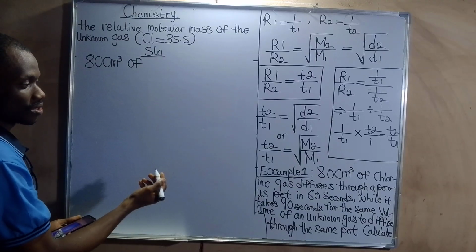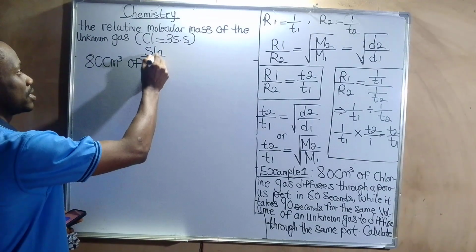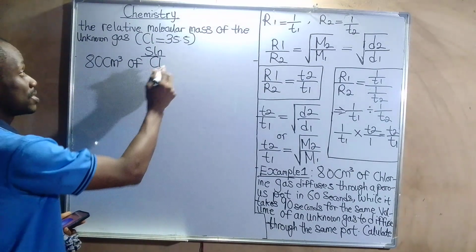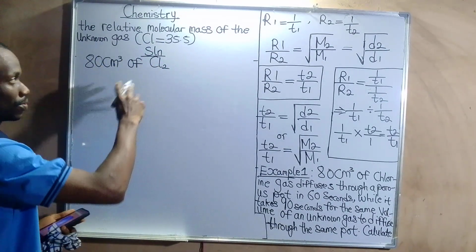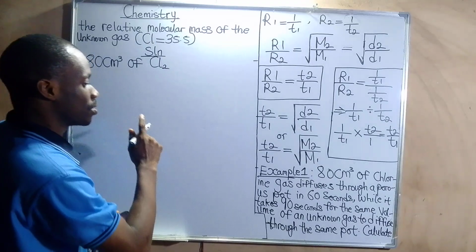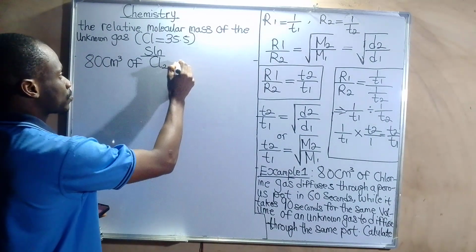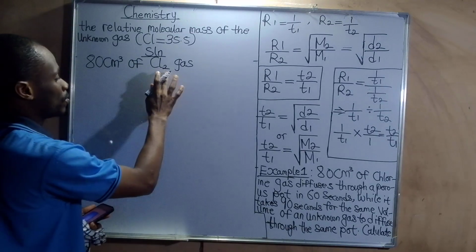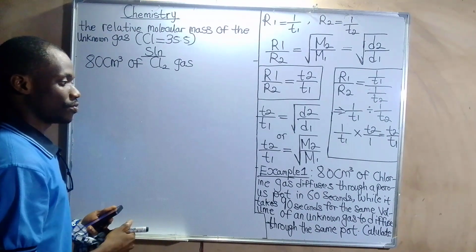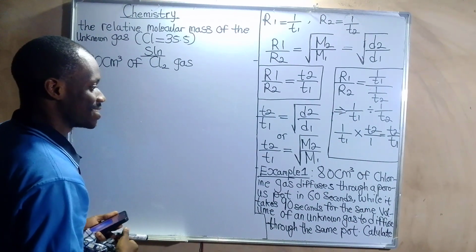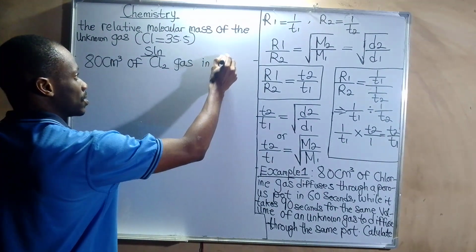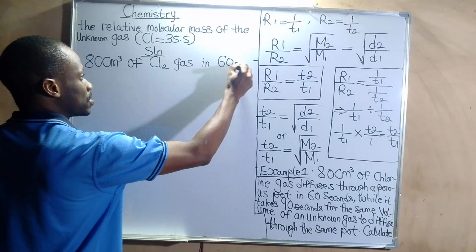As science students, the chemical symbol for chlorine is Cl. Yes, but since it's diatomic, I'm going to put Cl2. So take note, chlorine is diatomic. So 80 centimeter cube of chlorine gas diffuses through a porous pore in 60 seconds. So the time rate is 60 seconds.